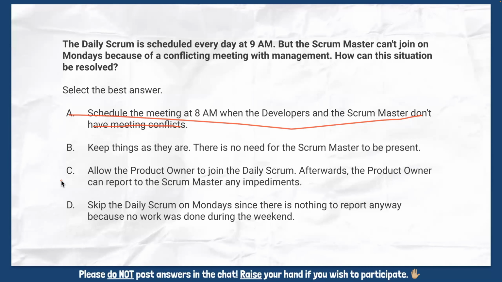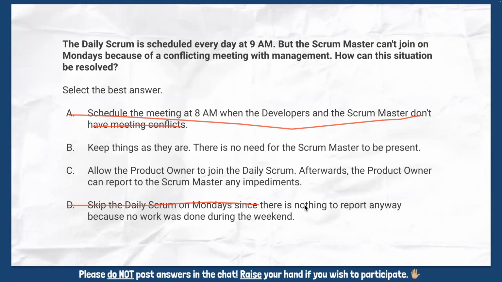D: skip the daily scrum on Monday since there is nothing to report anyways because no work was done during the weekend. I would also take that out, because maybe nothing was done during the weekend, but the last daily scrum meeting was on Friday morning. So there was something done on Friday. Okay. So I would also take that out.